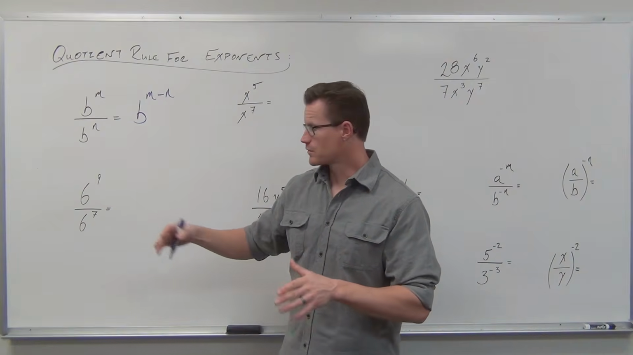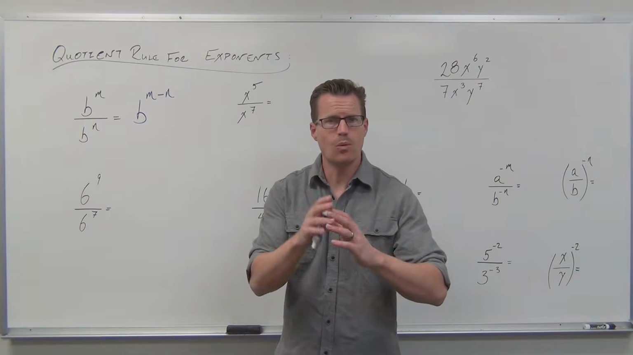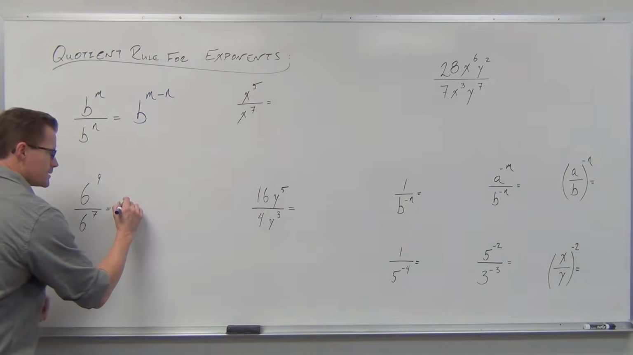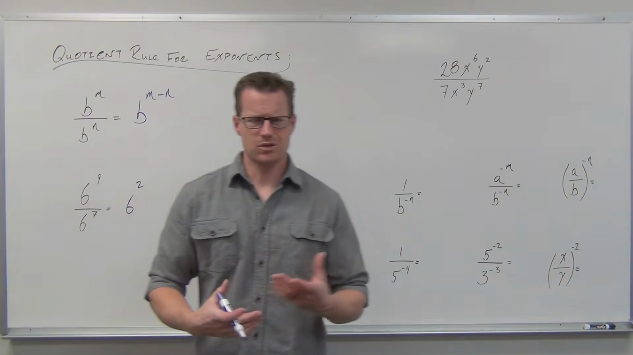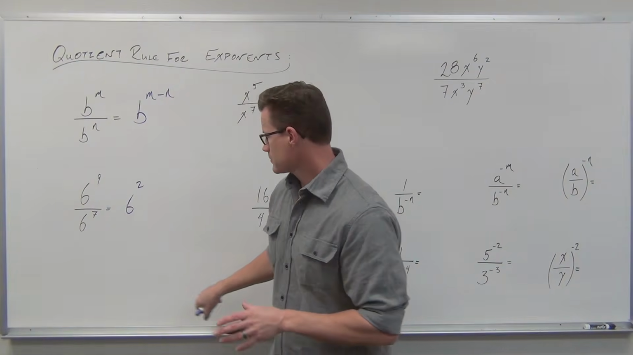So 6 to the 9th over 6 to the 7th, we can do, not 1 to the 2nd, because we don't want to divide our bases. You'd always get 1 that way. We'd get 6 still to the 2nd power. Now, of course, you're going to question, why does that even work? Well, think about what's going on here.